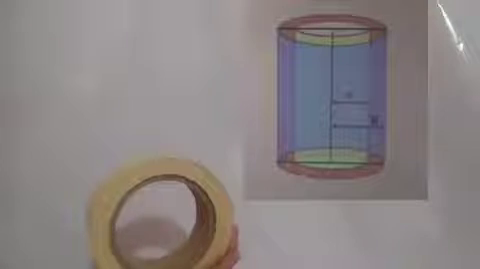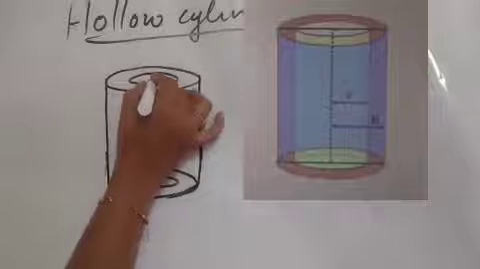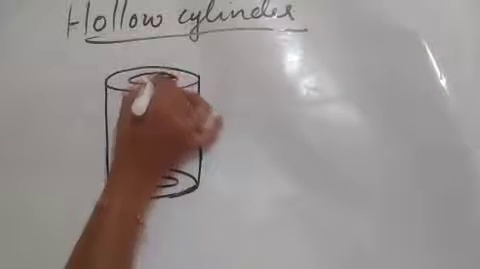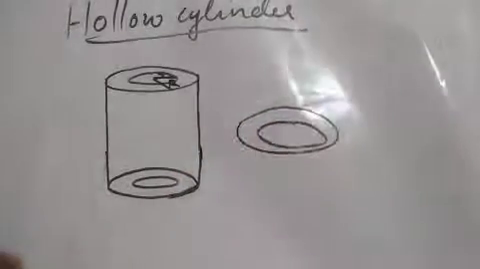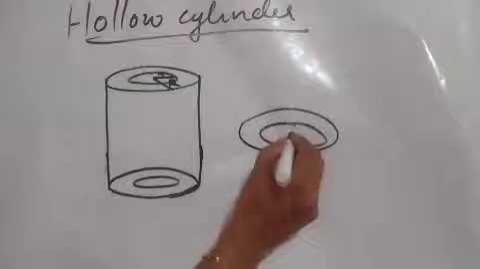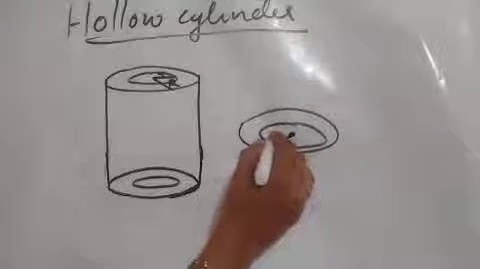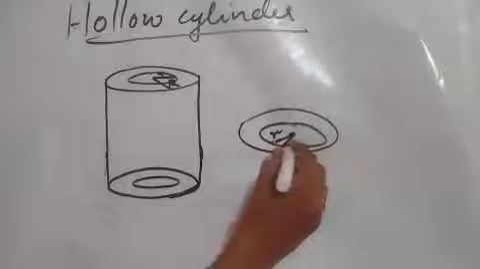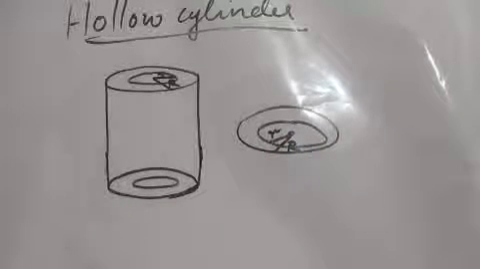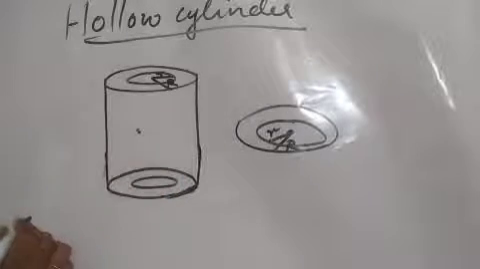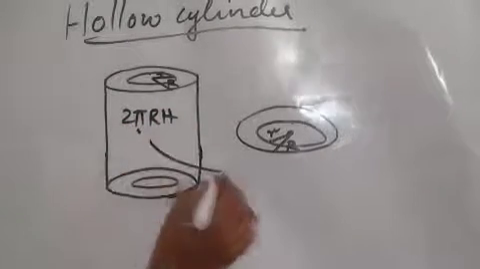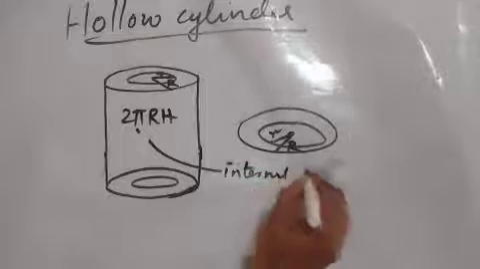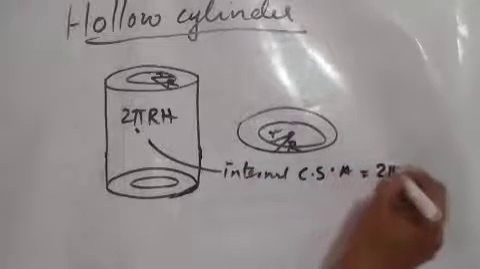This is a hollow cylinder. This is an example of hollow cylinder. Hollow cylinder has an internal radius small letter r and external radius capital letter R. This is the base. From center to internal curved face is small letter r. This is radius and this is capital letter R, external radius. Now this one, external curved surface area is 2 pi R h. And what about internal curved surface area? Internal curved surface area is 2 pi r h.